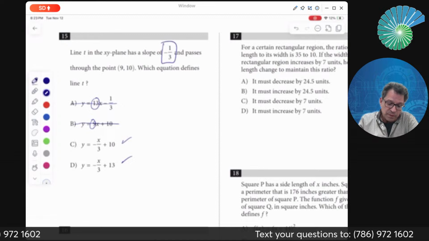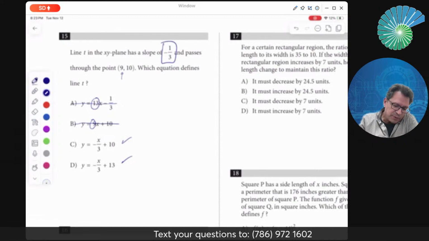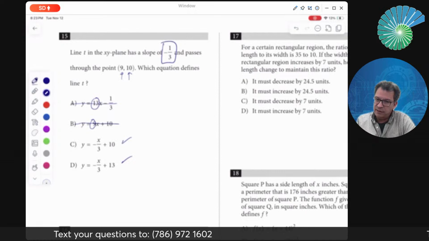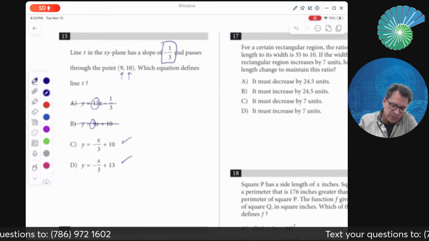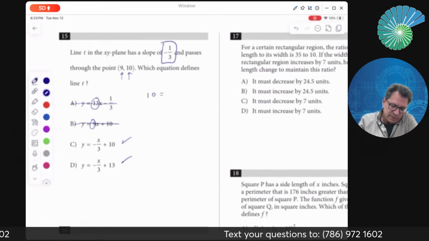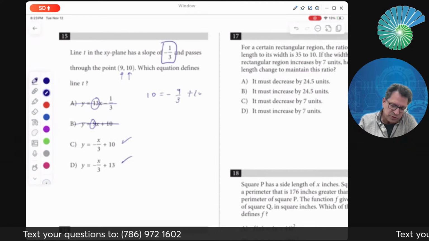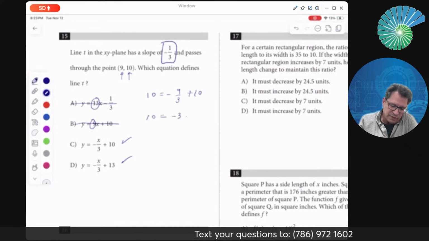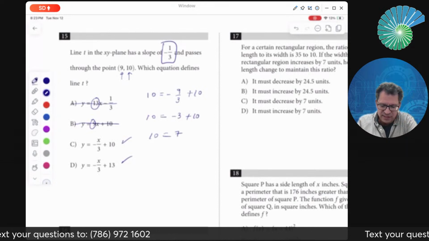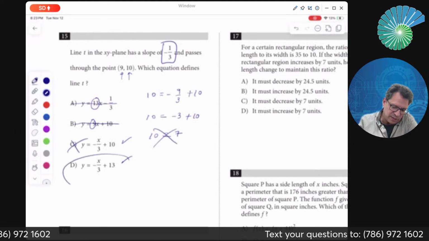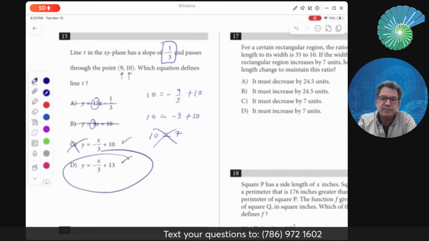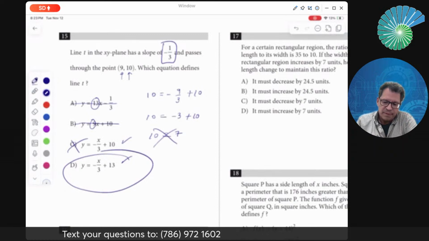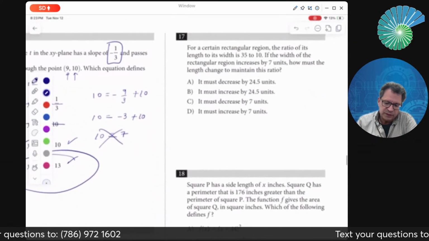So to break the tie, I plug in x and y into, let's say, choice C. So I have 10 is equal to negative 9 over 3 plus 10. 10 is equal to negative 3 plus 10, which does not make a true statement because obviously 10 is not equal to 7. So that's not the choice, and the answer is D. That's very simple. This one is a little harder, I guess.